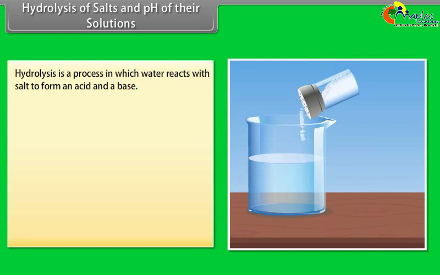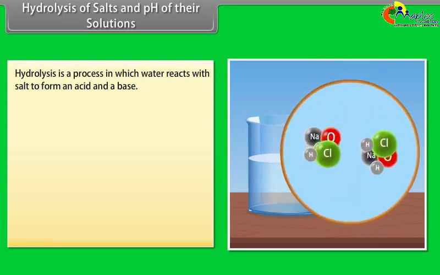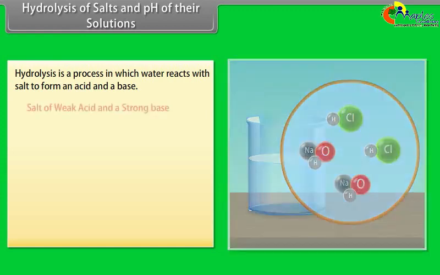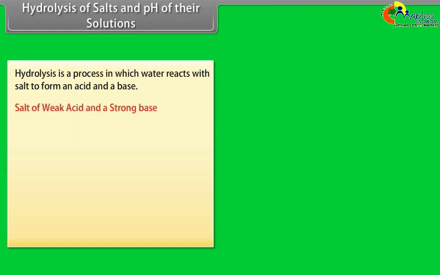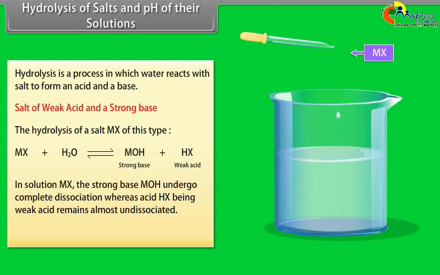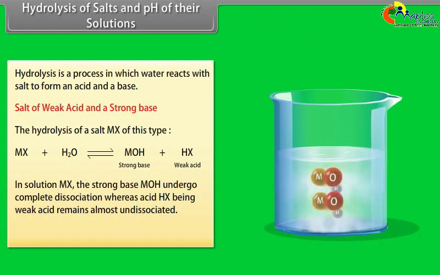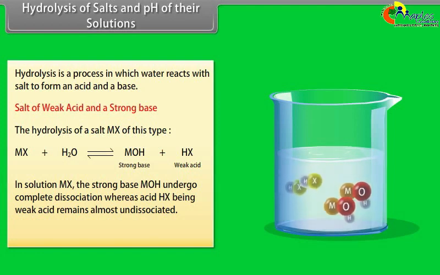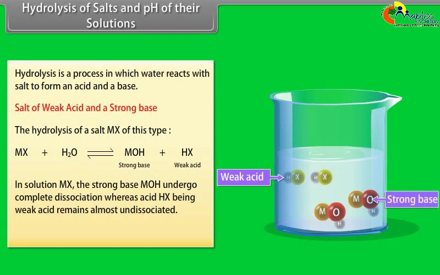Hydrolysis of salts and pH of their solutions. Hydrolysis is a process in which water reacts with a salt to form an acid and a base. Salt of a weak acid and a strong base. The hydrolysis of a salt MX of this type. In solution, MX, the strong base MOH undergoes complete dissociation, whereas acid HX, being a weak acid, remains almost undissociated. The pH of a solution of this type is more than 7.